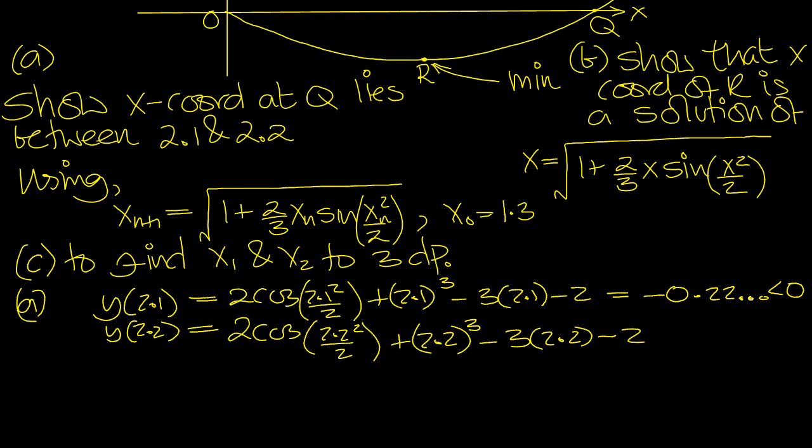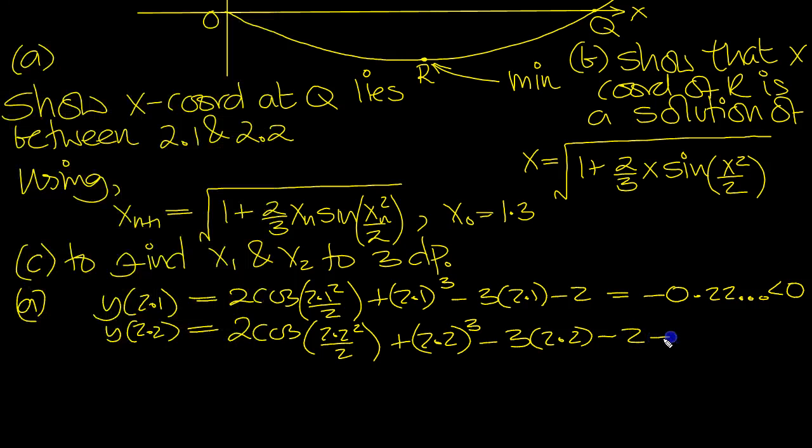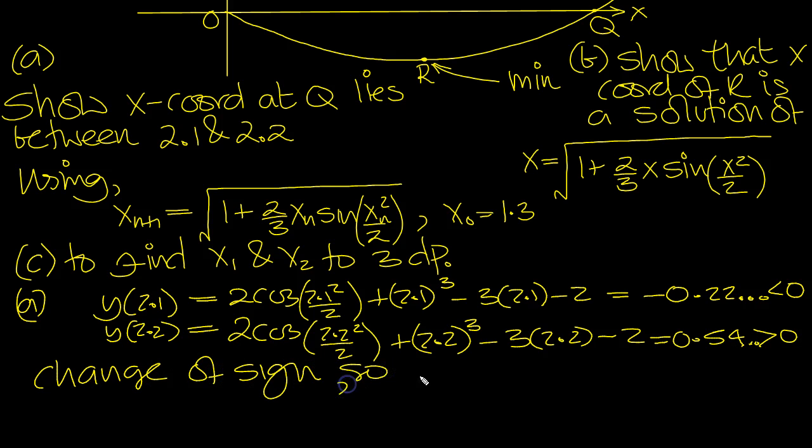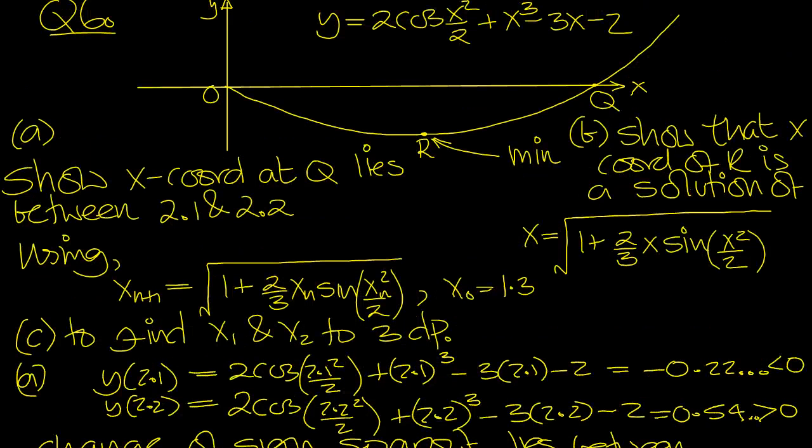Now we put 2.2 in, so let's toggle back and change those values, 2.1s to 2.2s. I think there's 3 places. And there, 2.2, 0.54. Change of sign. So the root lies in between. Okay, good. That's part A. Done that.